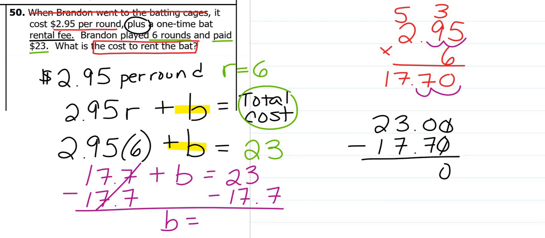0, 7 subtract from 0. Let's borrow from the 3. So we have 3. Bring the decimal down. 7 subtract from 2. We have to borrow. 12 minus 7 is 5. And then 1 minus 1 is 0. So it's going to be $5.30 is the cost of renting the bat. So our answer is $5.30.